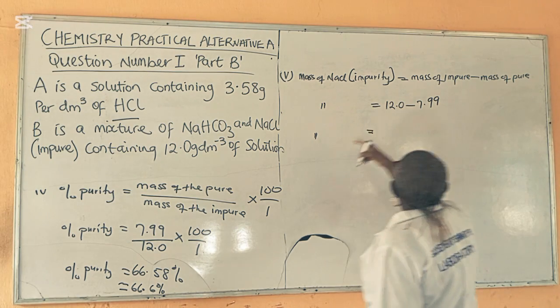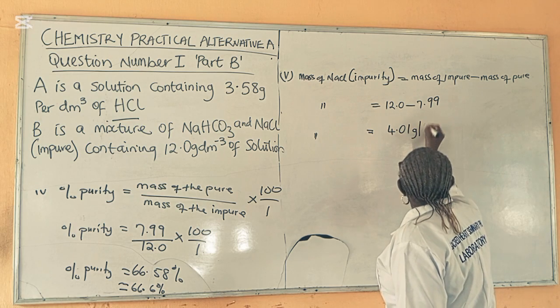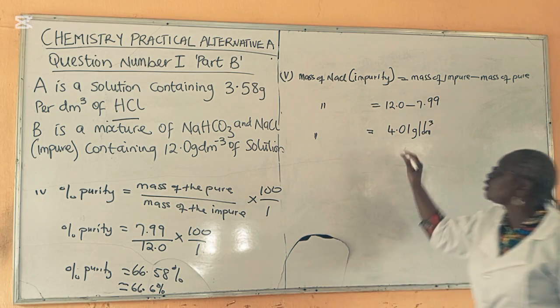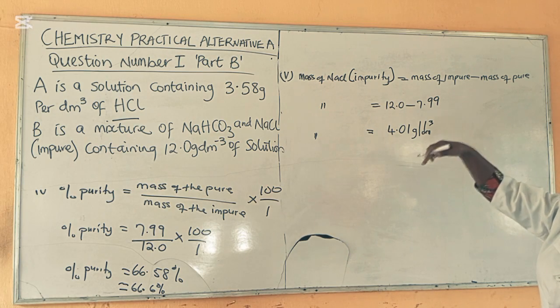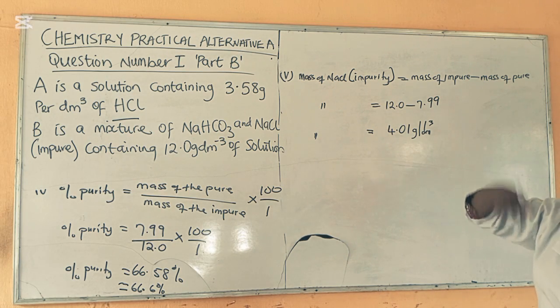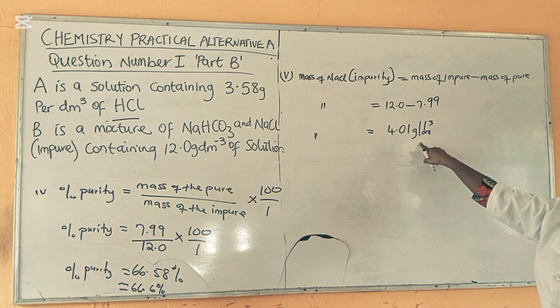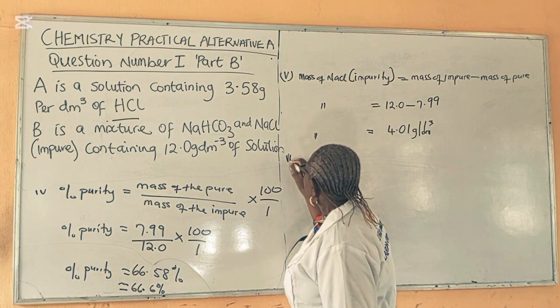It's very important. And the answer is grams per dm³. If you put ordinary grams, you have lost that mark, because this impurity is with the pure in 1 dm³. So the correct unit is gram per dm³. Thank you. So we go to the next question.